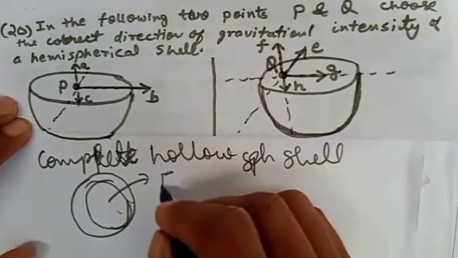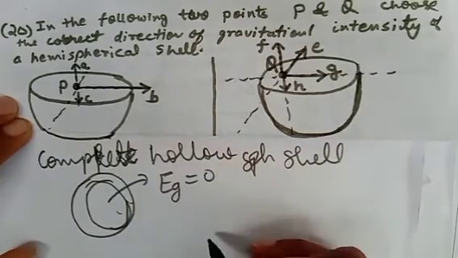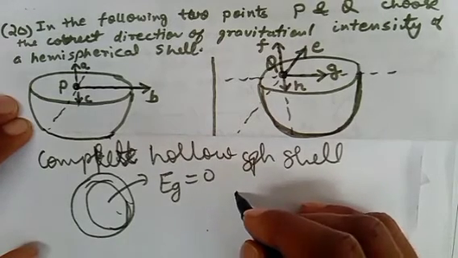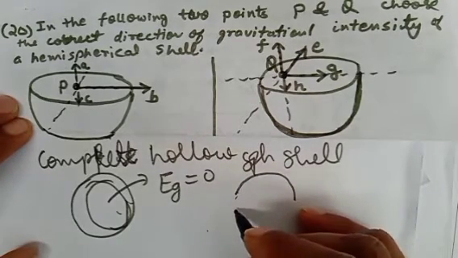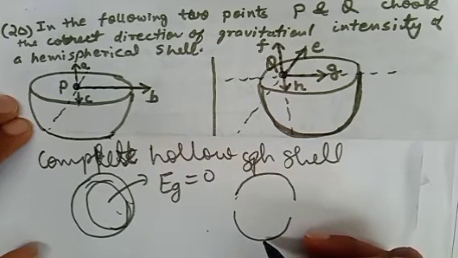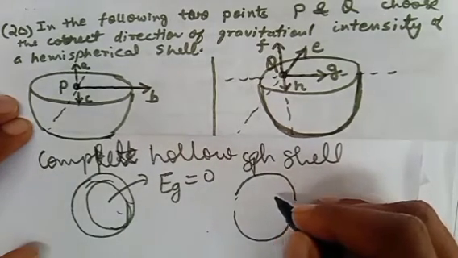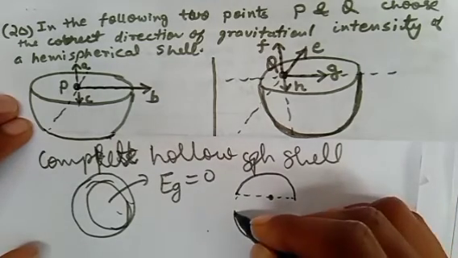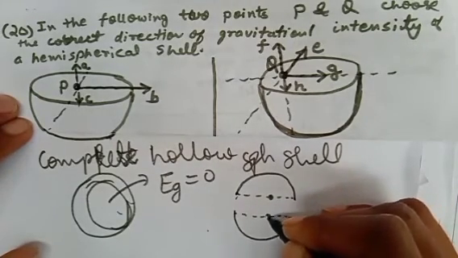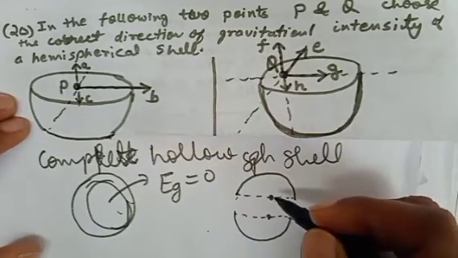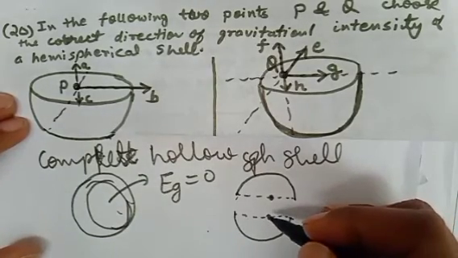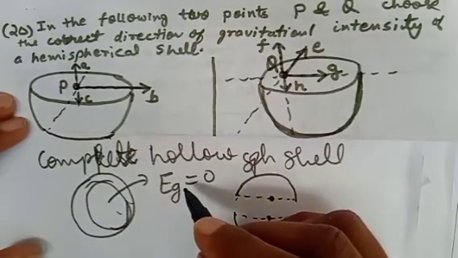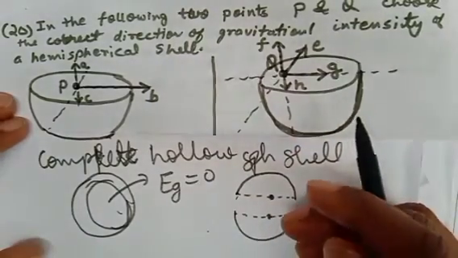Then the gravitational field intensity inside it is 0. So if we divide it into two parts, then at any point on the diameter of one, the gravitational field intensity will be in the opposite direction to that of the other, so both will get cancelled, and the gravitational field intensity will become 0 if we combine both of them.